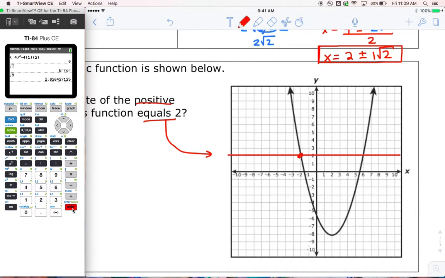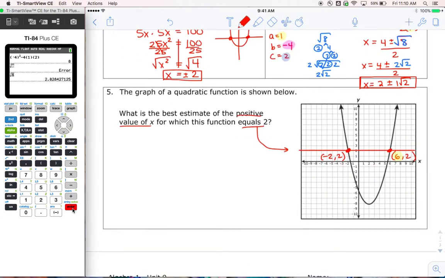So all we're doing is we're looking at these spots right here, these points. All right, in this case, it's negative 2, 2, and over here we got 6, 2. We only want the one that's positive, right? So the positive value of x would be x equals 6.